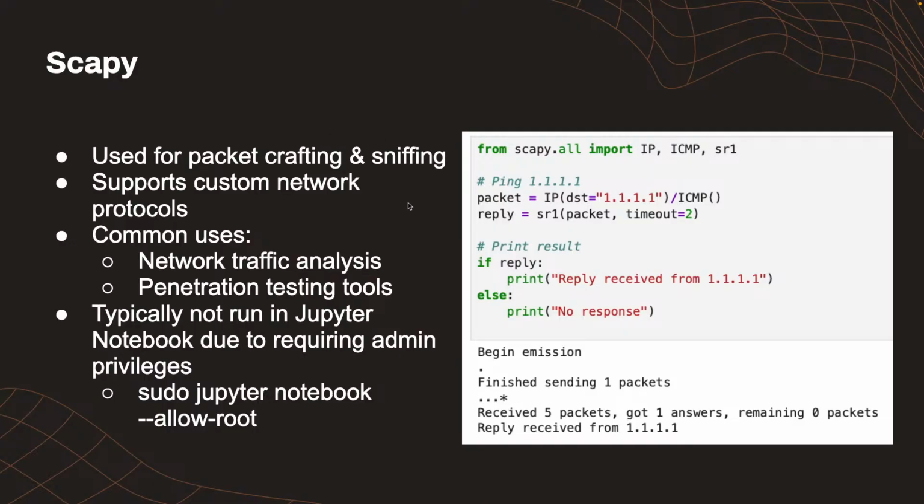Otherwise, you can just run it in a normal Python file in VS Code. So for example, here it just pings Cloudflare DNS, and then it prints the results. So it sends 1 packet and then got 5 packets in response.